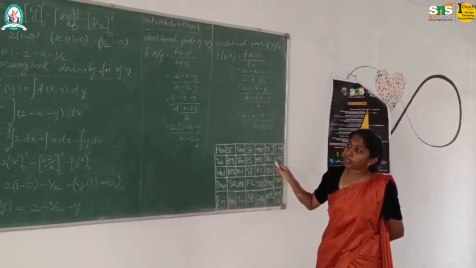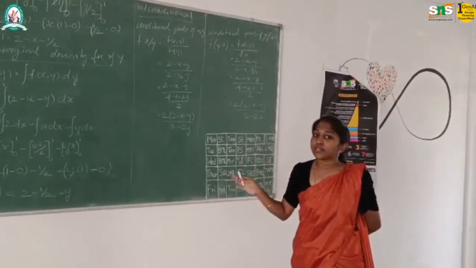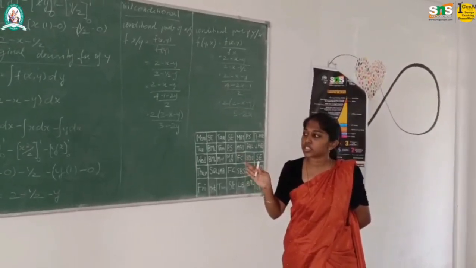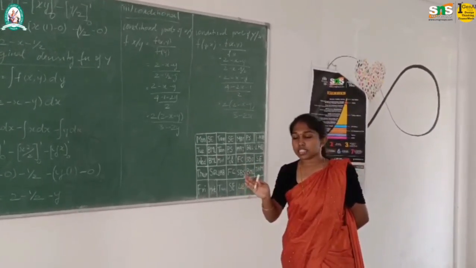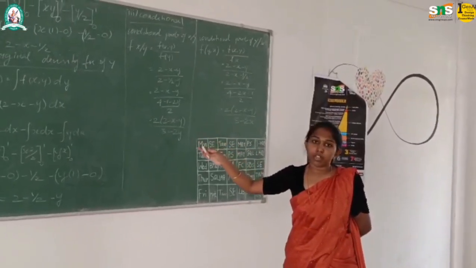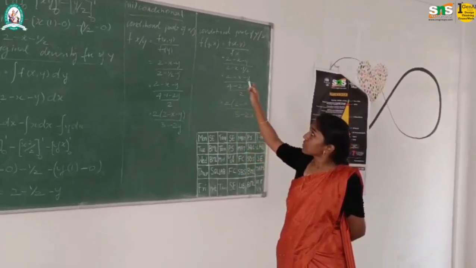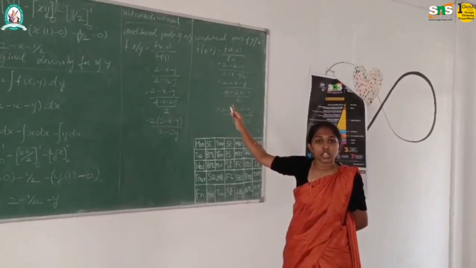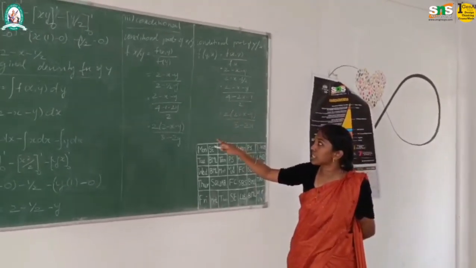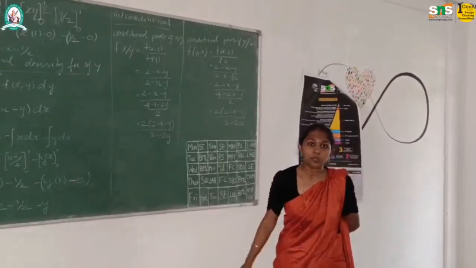So in this problem we found the marginal density function as well as the conditional probability density. First we defined the marginal density function of x. The formula for the marginal density function is f of x is equal to integral of f of x comma y dy. If it is in the y case, then the marginal density function formula will be f of y is equal to integral of f of x comma y dx. In the same way, we find the conditional probability function also. The formula is given, we substitute all those values and we found the conditional probability of x given y as well as y given x. Thank you.